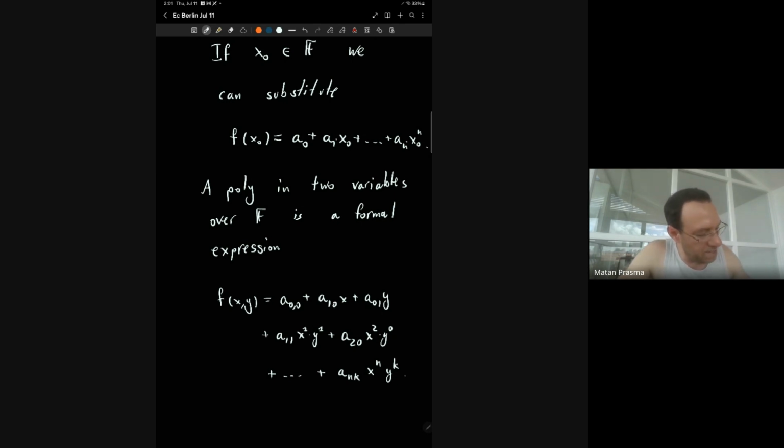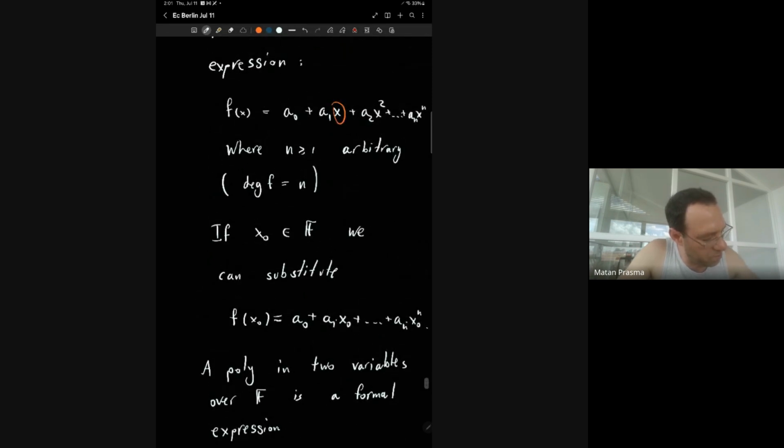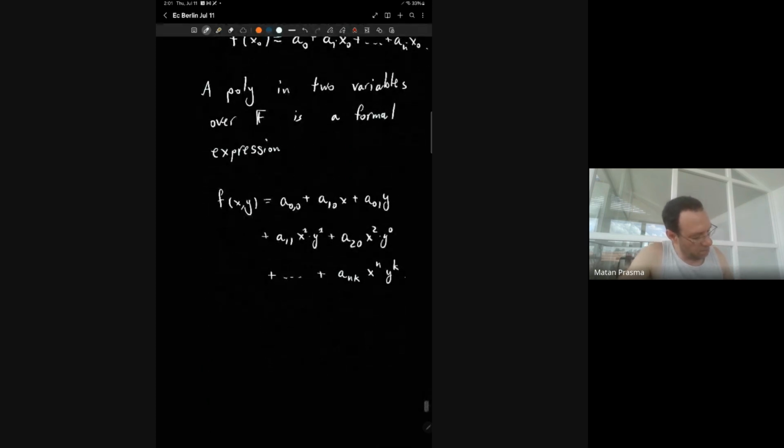Of course, I didn't say this earlier, but I hope maybe you caught it: in a polynomial, the coefficients need to be elements in the field. So for any i, a_i is an element in the field, and the same here for any i and for any j. So let's say for any i between 0 and n, and for any j between 0 and k, a_ij is an element in the field.